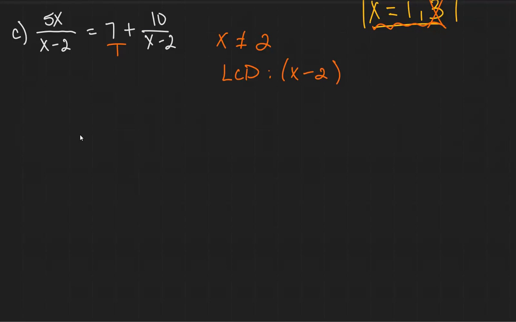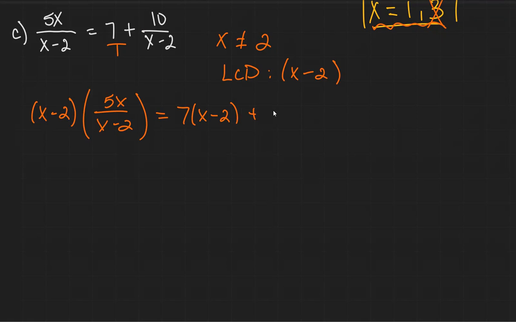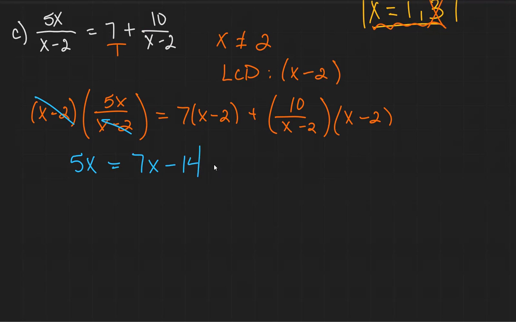Okay, so let's multiply both sides by x minus 2. So we get x minus 2 times 5x over x minus 2 is equal to 7 times x minus 2. Remember, we got to multiply everything, plus 10 over x minus 2 times x minus 2. Okay, so on the left, the x minus 2's simplify each other out. We get 5x is equal to 7x minus 14 plus, these x minus 2 simplify out, 10.